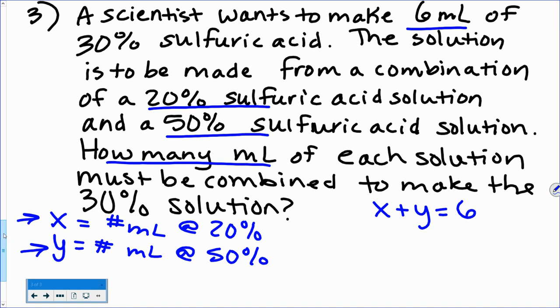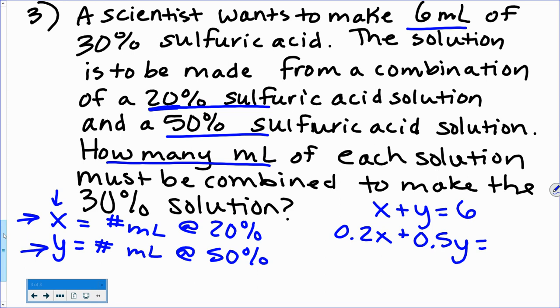The next equation has to do with all of the percentages. If I have 20% of my x variable, remember as a decimal that would be 0.2, because 20% is 20 out of 100, plus 0.5y. That would be 50% of the amount of milliliters I have at that 50% solution.